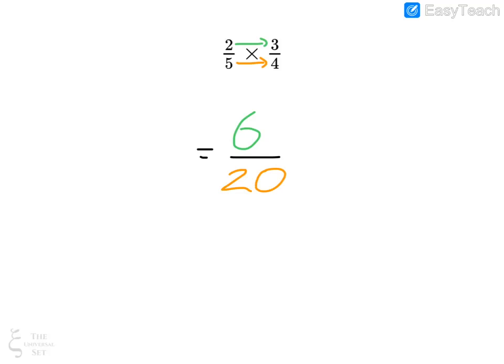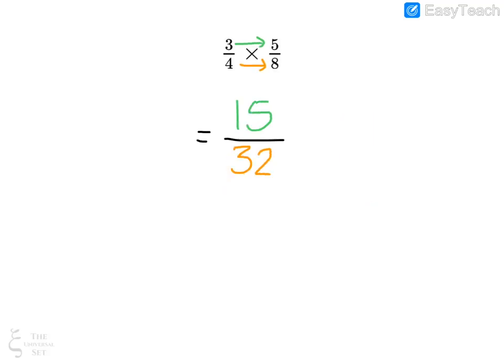So I've got 6/20, but, and you might have already spotted what I'm going to do here, we can simplify this fraction, can't we? Because 6 and 20 both have a common factor, don't they? They're both in the 2 times table, so I can divide this by 2 and I can divide this by 2 to find an equivalent fraction which is simpler, and that should be my answer. So instead of 6, I'm going to have a 3, and instead of 20, I'm going to have a 10. So my answer, when I do 2/5 times 3/4, is 3/10, which is the same as 6/20, but this is how I want to leave my answer because this is the simplest form. I can simplify this fraction, so that's what I should do.